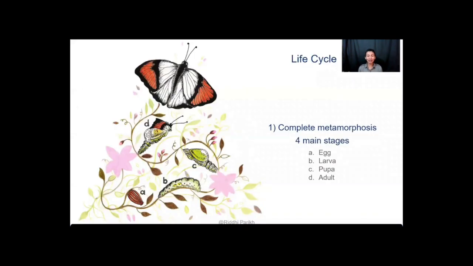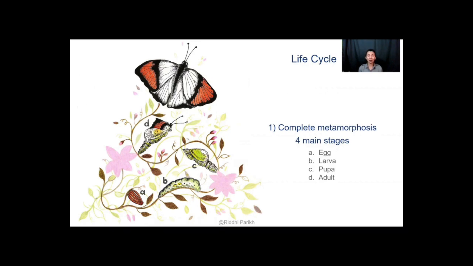As you know, the life cycle of a butterfly is that of complete metamorphosis. Butterflies and moths, both of them. There are four main stages: the egg, larva, which in this case are called caterpillars, pupa, and adult.